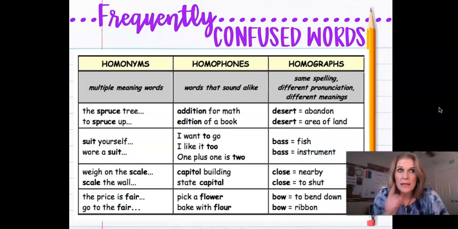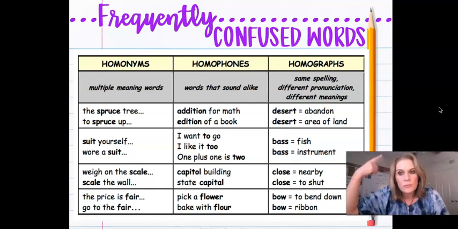Close. My neighbors live close. Means nearby. Close. Please close the door. To shut, right? Bow. To bend down. Hello. Or bow. Little ribbon you put in your hair, right? Okay, it's a quick little review.